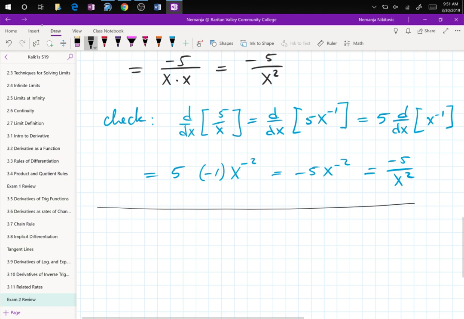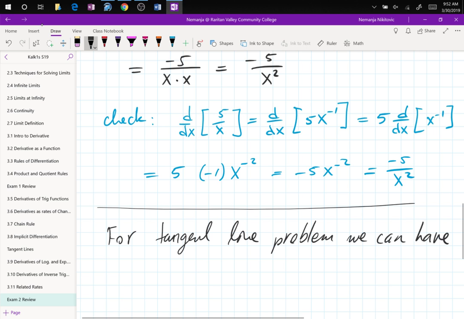So, for tangent line problems, we can have any derivative, any derivative technique.